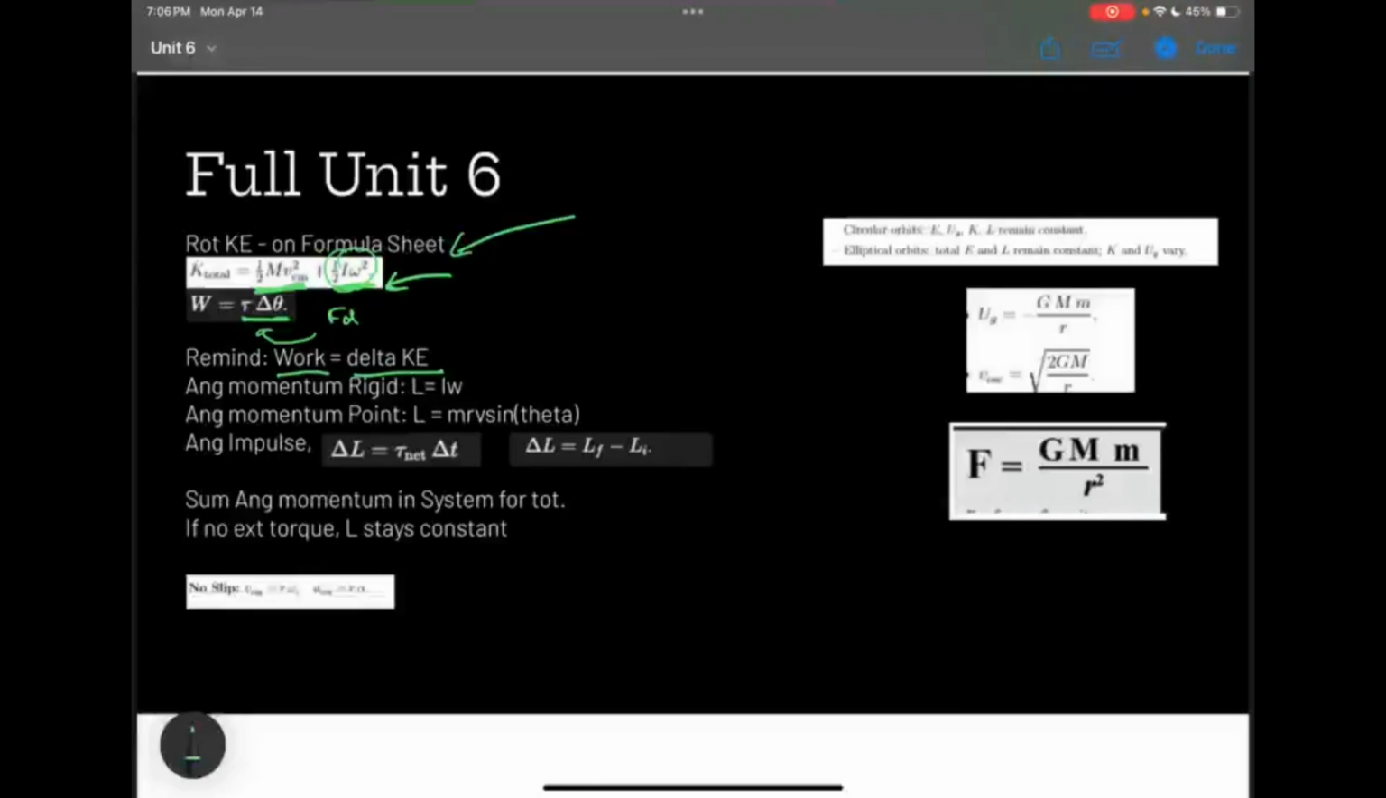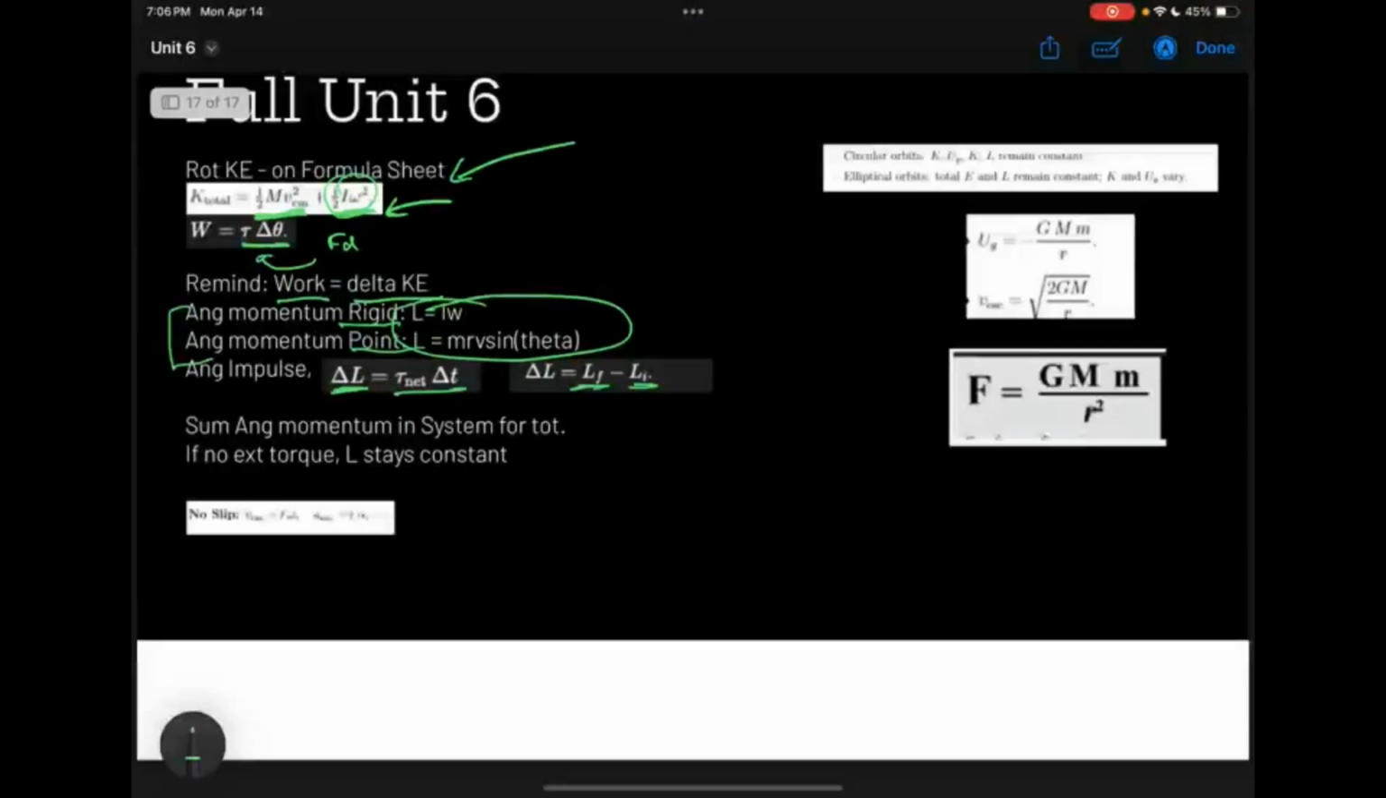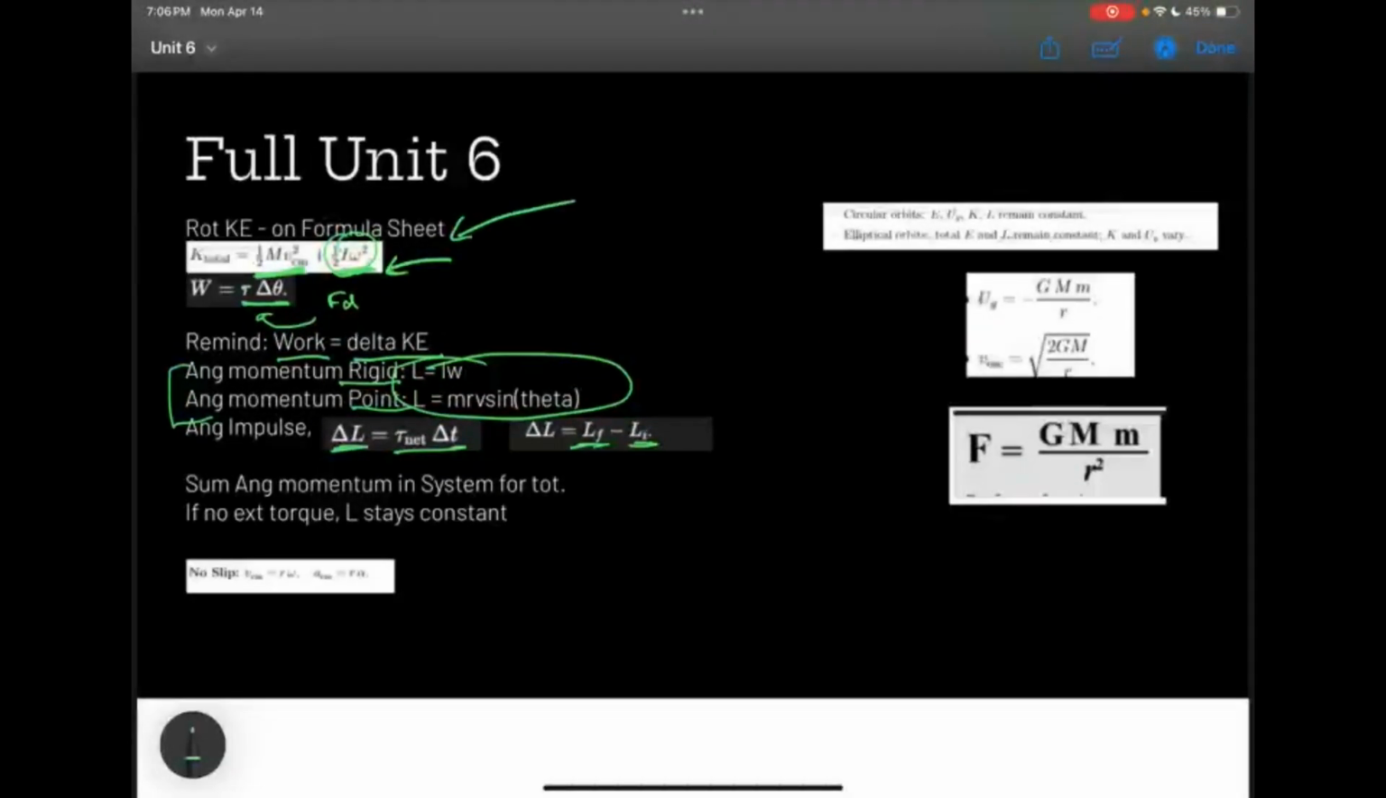And we also have angular momentum, right? So you can calculate angular momentum for rigid bodies or points using the formulas on your formula sheet. And then we know that angular impulse, the change in angular momentum, is net torque over time, right? And that's the final angular momentum minus the initial angular momentum. And if we're trying to get the total angular momentum in a system, we can just sum up the individual parts. And if there's no external torque, just going off of the angular impulse formula, then L will stay constant, so the angular momentum stays constant. So that's all for angular momentum and energy. In that bit, just know that it stays constant when there's no external torque, right?